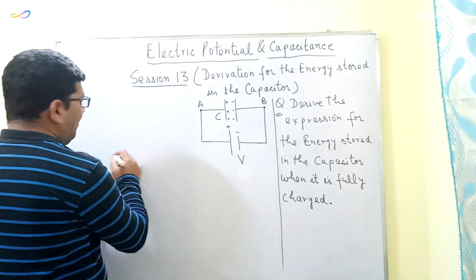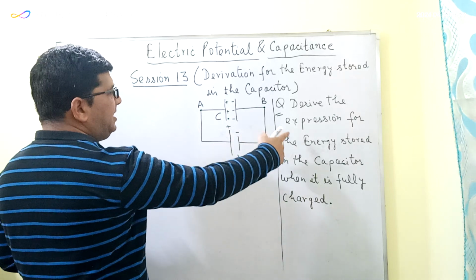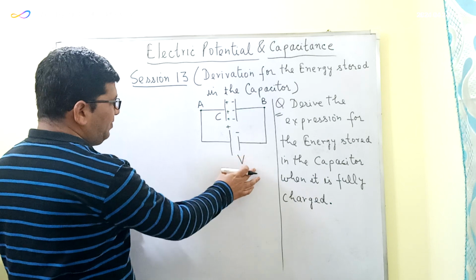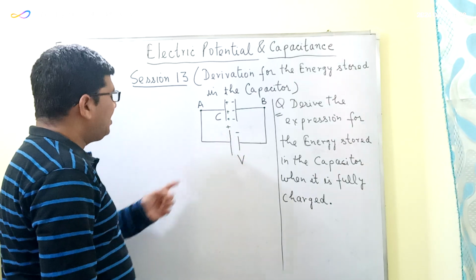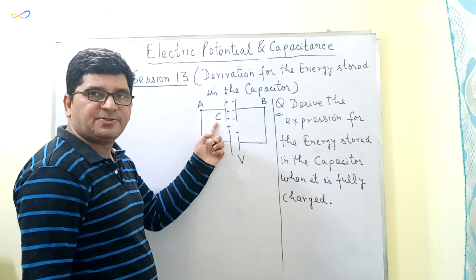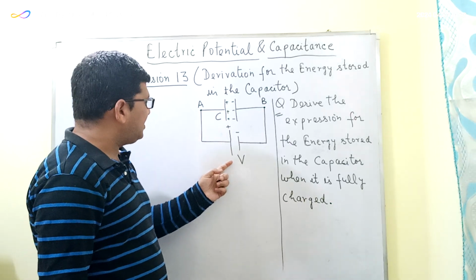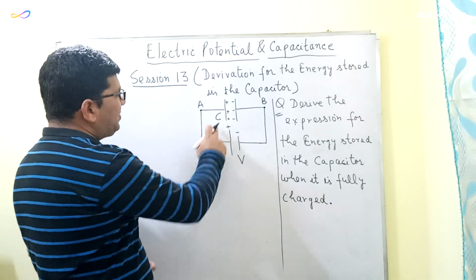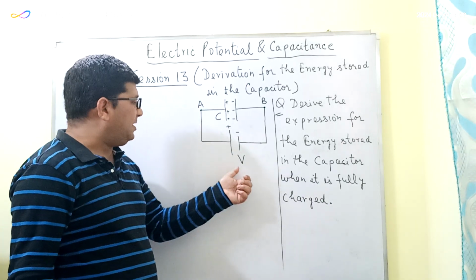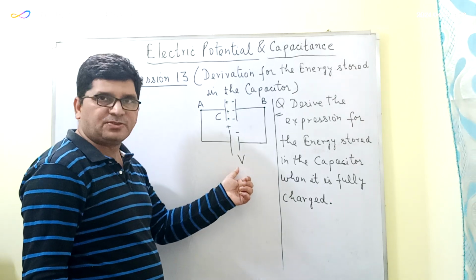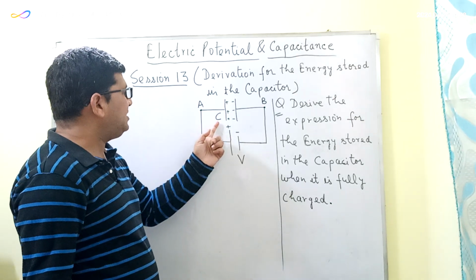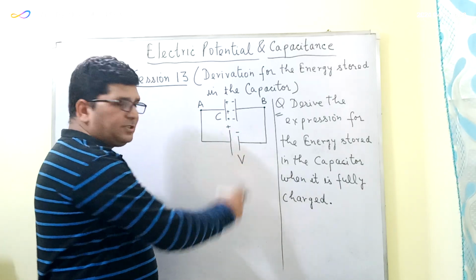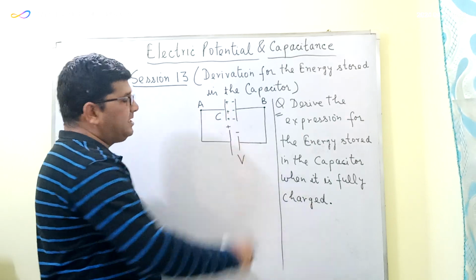So we have to find the expression for the energy which is stored in the capacitor when it is fully charged. For that purpose I have drawn one simple diagram in which there is a capacitor having a capacitance C, which is connected to an external voltage supply, and this capacitor will get fully charged by this external voltage source. Let us consider that initially this capacitor is fully discharged, and then it is connected to this external voltage supply, and then it gets fully charged.